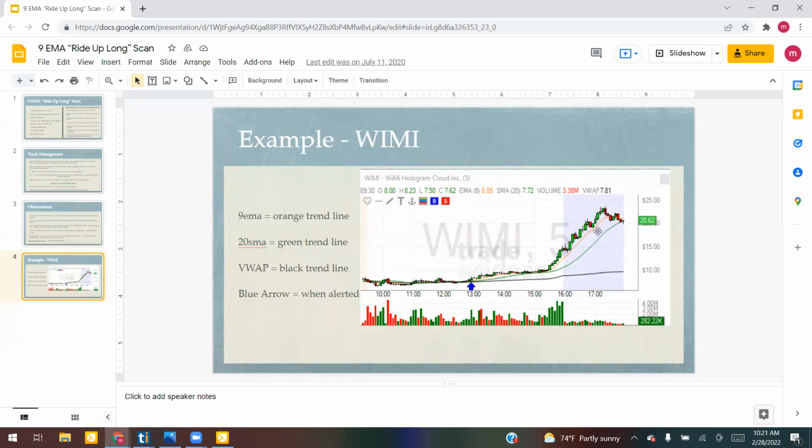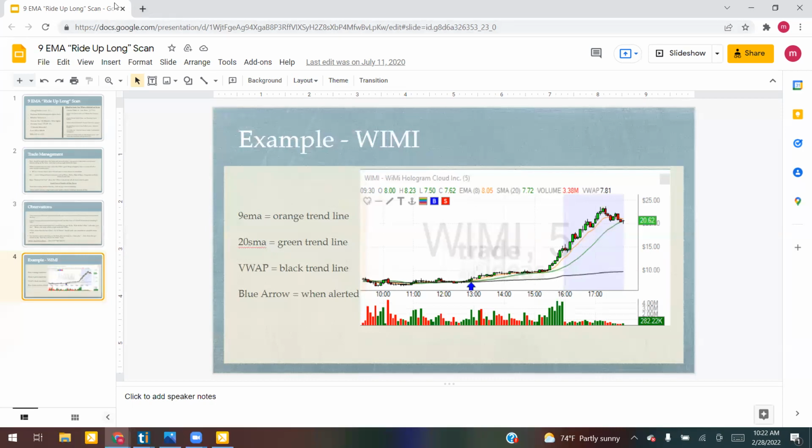All right, and the 9 EMA for chart purposes here is orange. The 20 is a 20 SMA, and VWAP is black. Those of you who understand what a projectile strategy is, which we're going to talk about in a little bit, this is actually forming a good projectile play. Now, I know it's after hours, but this stock actually dropped and ended up being a good short, but I don't want to get too far ahead of us right now.